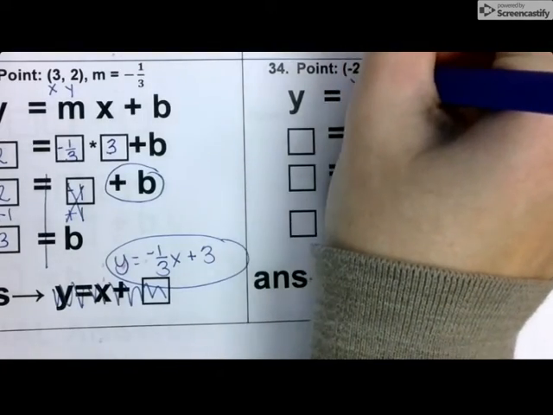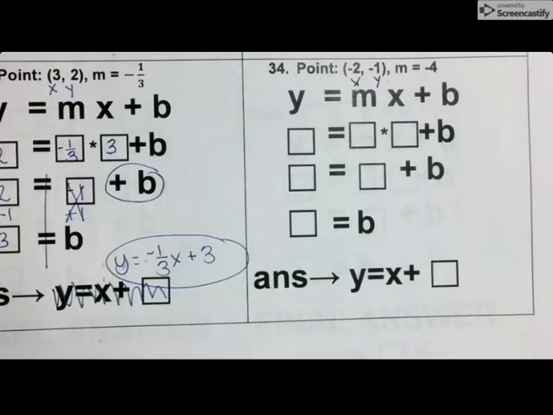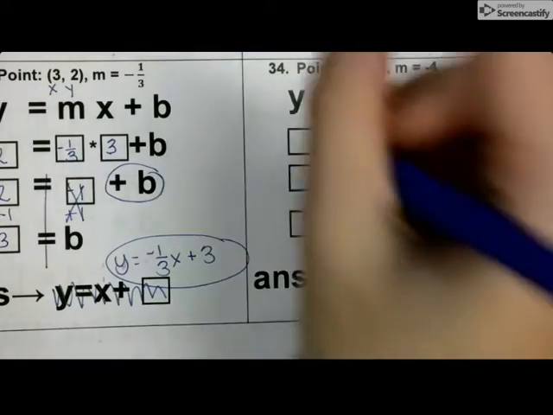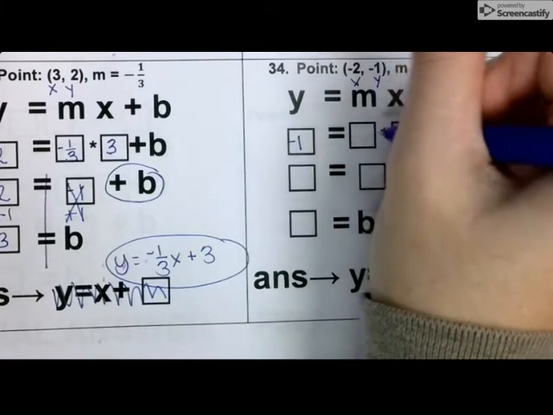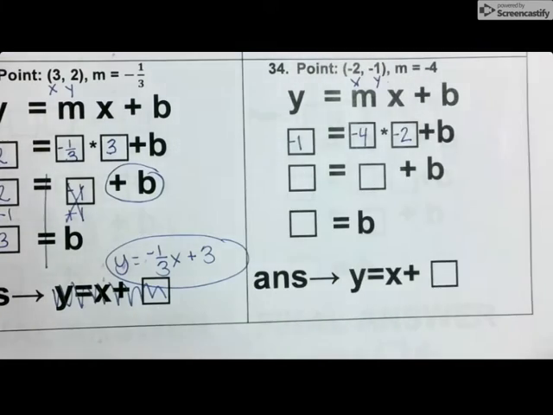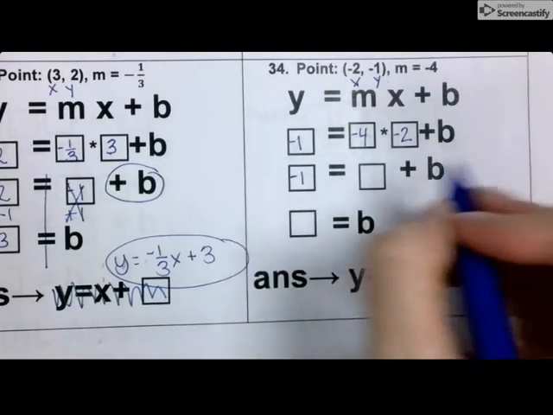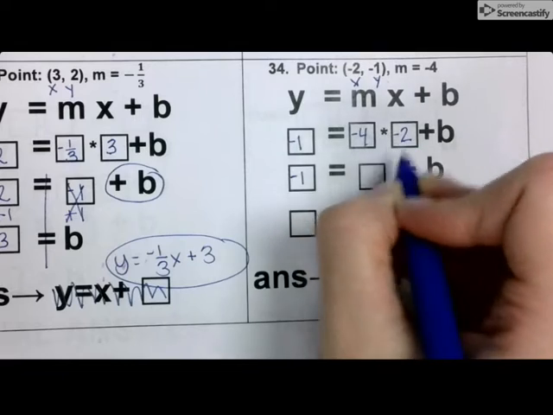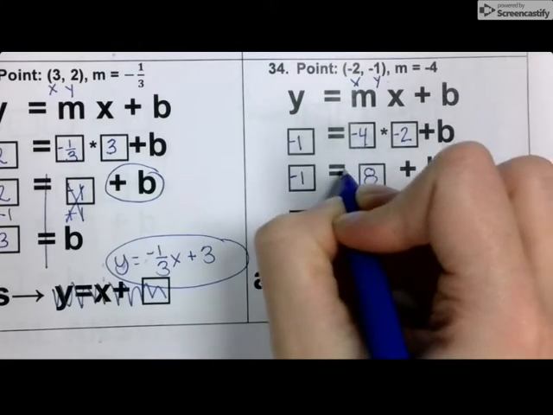I'm going to write what x and y are. In place of y, I'm going to have what y is. In place of m, I'm going to have what m is. In place of x, I'm going to have what x is. I'm going to bring down my -1. What's -4 times -2? +8.